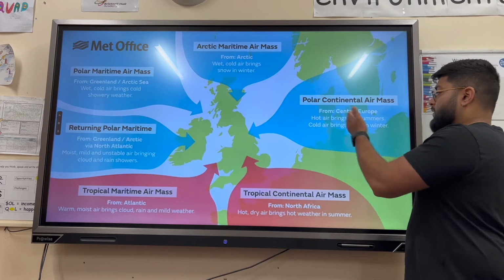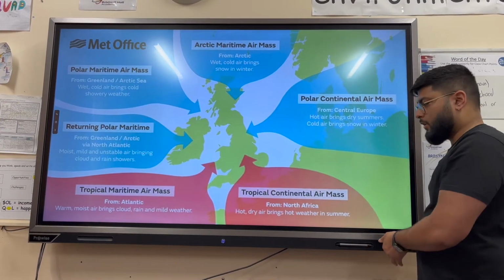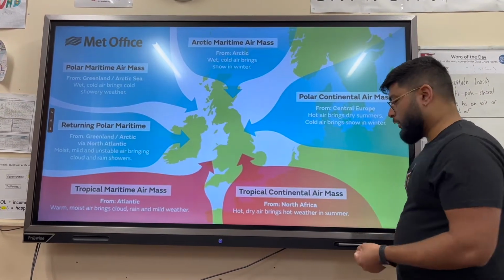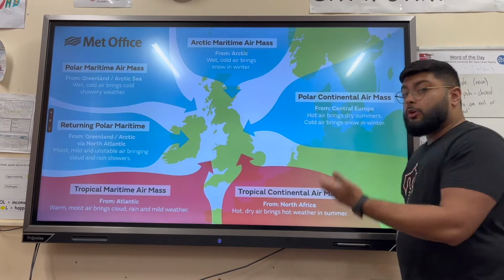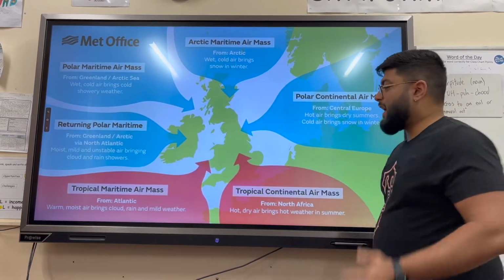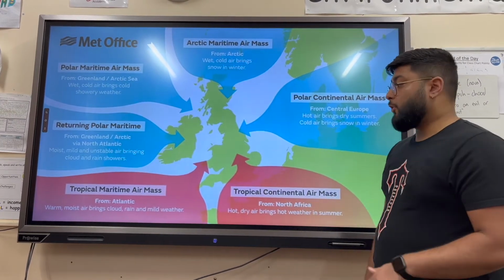Polar means it's cold, continental means it mainly travels over land on its journey here. But we can also have tropical continental air, which comes from places like Africa and Spain and Portugal. Because it's tropical, it's going to bring hot or milder weather. Continental, it will generally be dry, so when we have a hot, dry day, it's usually a tropical continental air mass that's brought that weather.